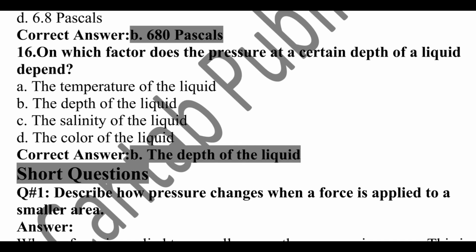Question number 16. On which factor does the pressure at a certain depth of a liquid depend? Option A, the pressure of the liquid. Option B, the depth of the liquid. Option C, the salinity of the liquid. Option D, the color of the liquid. Correct answer is option B, the depth of the liquid.